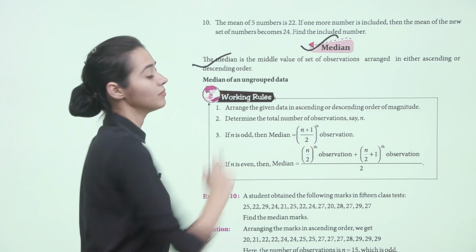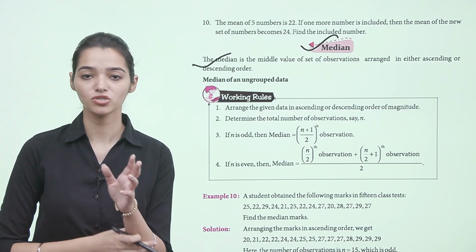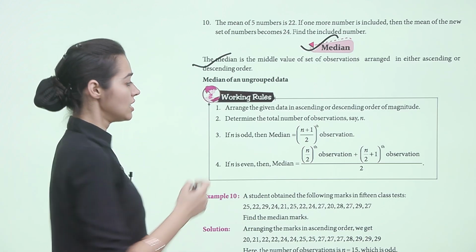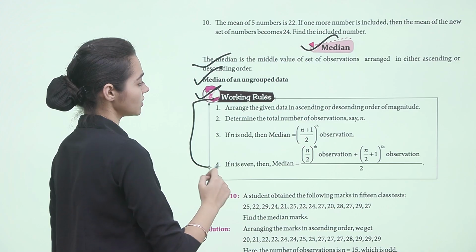Let's start with the median. Median is what? The middle value of the set of observations arranged in either ascending or descending order. Let's start with the median of ungrouped data. Here are the working rules.